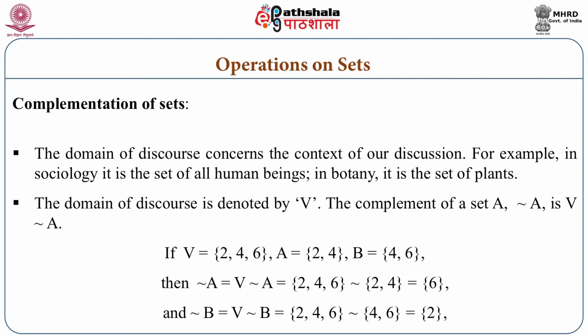Now when we talk about the complement of B, think of the universe V. Here it is, V is 2, 4, 6. Now V minus B, that is 2, 4, 6 minus 4, 6, and we get 2. Suppose now here we have fixed the universe of discourse as finite with few entities.